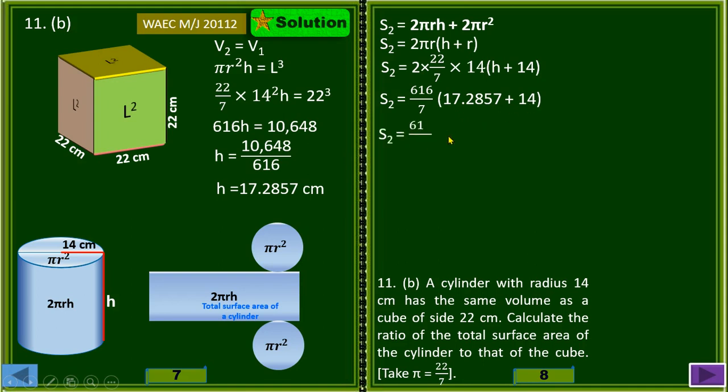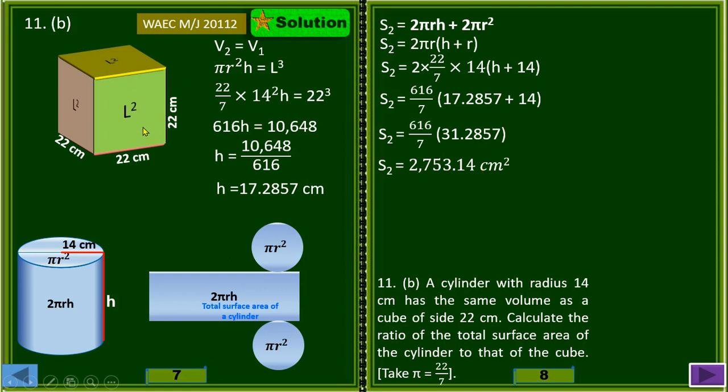Therefore, the surface area of the cylinder will give us this plus the addition of these two, giving us 31.2857. Then we use a calculator to evaluate this. 616 multiplied by 31.2857 divided by 7 will give us 2,753.14 square centimeters.